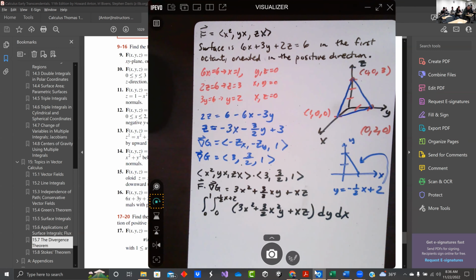Yes, question? How did it go from 3x squared plus 3xy plus... okay, how did it go from 3 halves xy to... right, it makes sense. Yeah, as soon as you said it, I realized I messed something up. I added an extra square. Sorry, Andrew.